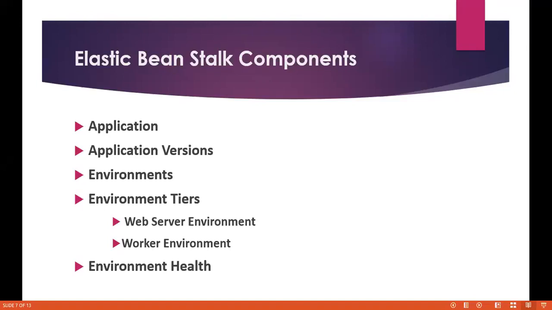Application means the source code of the project. Application version means for every application, multiple versions will be created when there are changes in the application functionality. Environment: you want to deploy your application on which environment? When deploying our application, you can go for two types of environments. One is a web server environment, another one is a worker environment. Currently, we are dealing with the web server environment because I want to run my web application in the server.